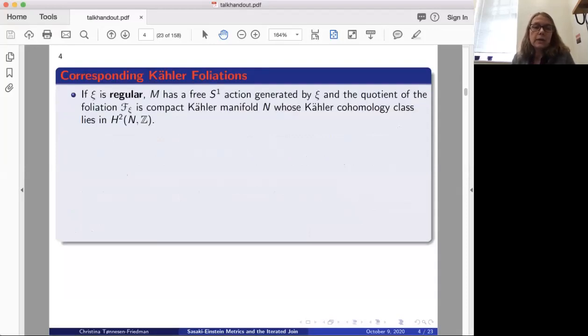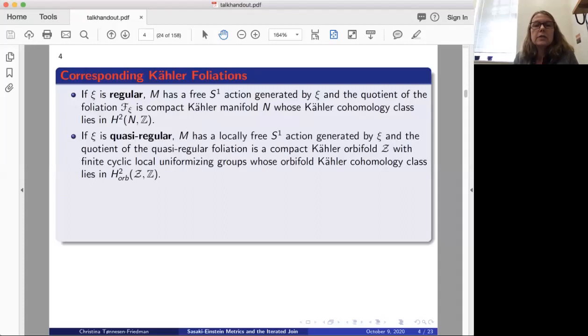If psi is regular, that means that psi generates a free S1 action and the quotient is an honest, smooth, compact scalar manifold, of course with a scalar cohomology class in the regular cohomology group integer, because it's also an S1 bundle. The Sasaki manifold is an S1 bundle over the scalar manifold.